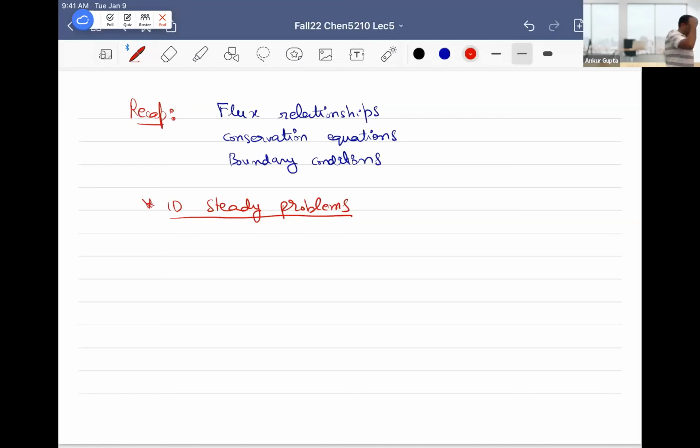But just as a refresher, the first two problems that you saw in homework 1 are pretty much about the flux relationships, Fourier's law, and how we can take gradients of temperature or concentration and get flux relationships. The second part was conservation equations that we derived on a control volume, where we did a balance. And then the third part was boundary conditions like constant value, constant flux, interfacial balance.